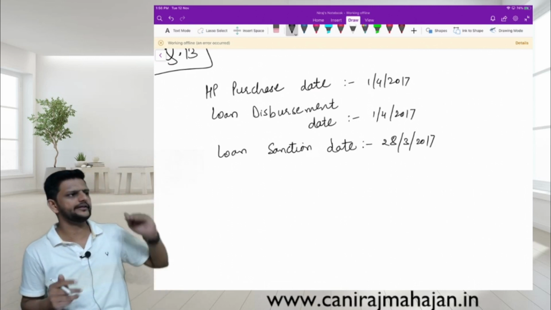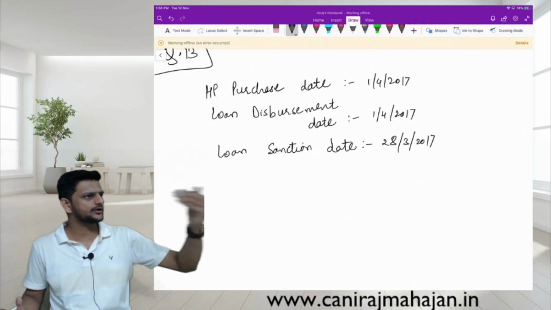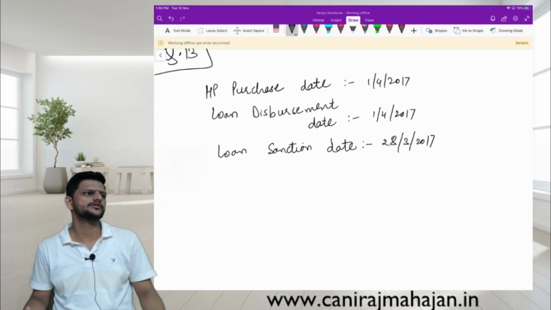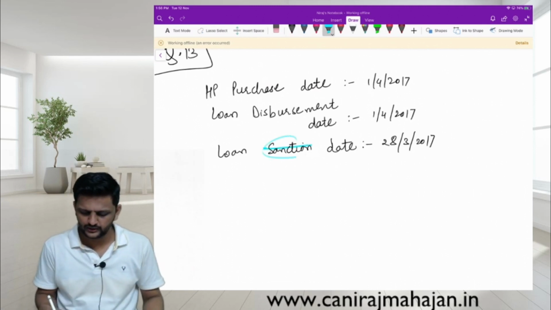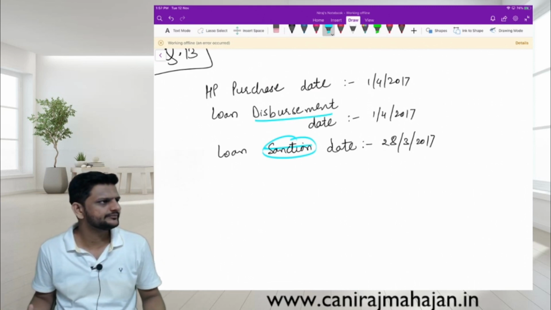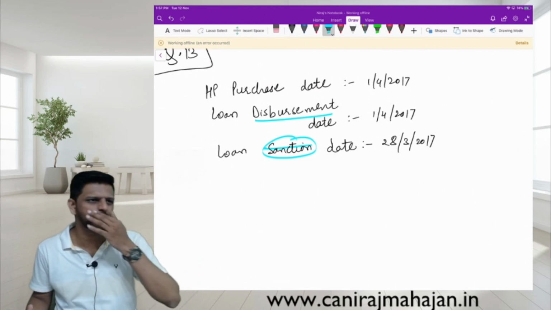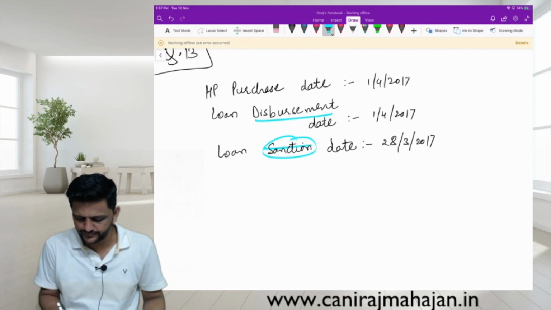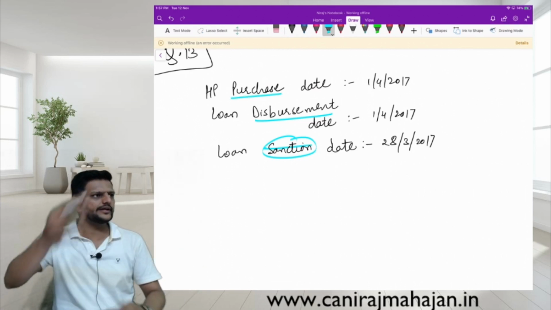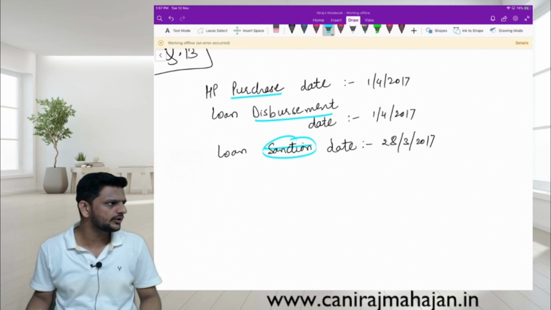Loan approved on 28th March. Actually, money received on 1st April. Obviously, there is a little bit of common sense. First, you will sanction the loan, then you actually get the money. Whoever is selling, the builder or whatever the house property, he will transfer. Pay attention. Purchase date is the date of getting the money or not.